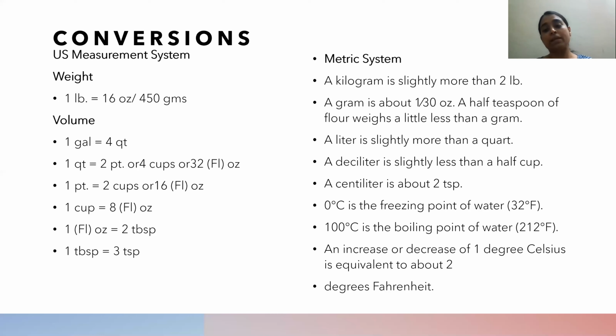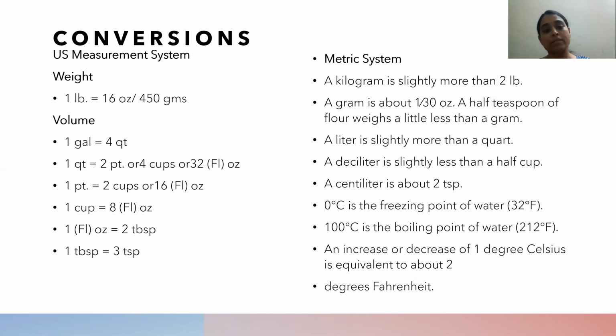For the measurements there are two ways. Okay, there are two systems. One is called the metric system, which is very widely used, and the other one is the US measurement system. In India, we follow the metric system, where we use kilograms, grams, and other measurement units. Whereas in the US, pounds, gallons, and ounces are used to measure the ingredients.